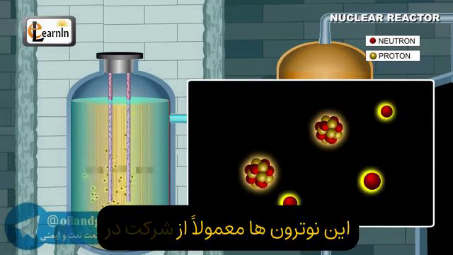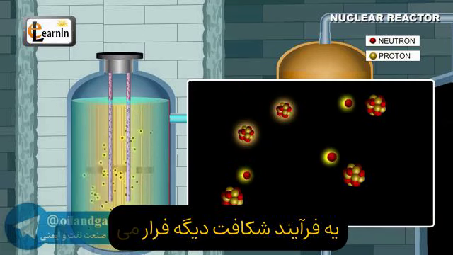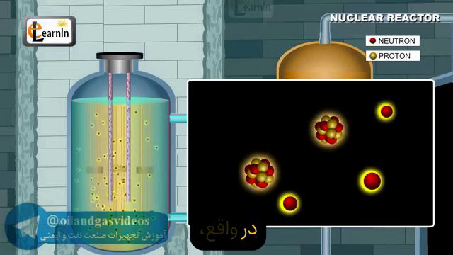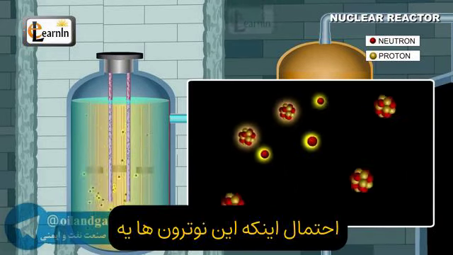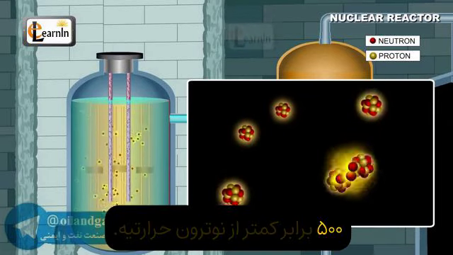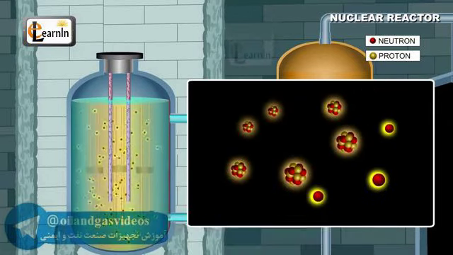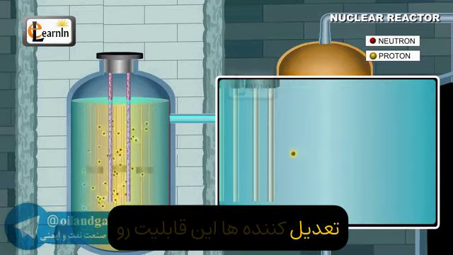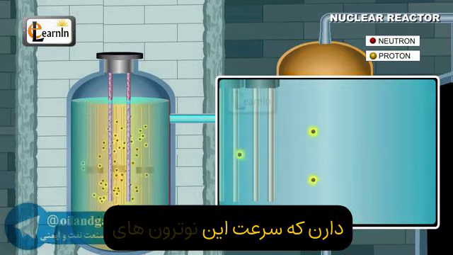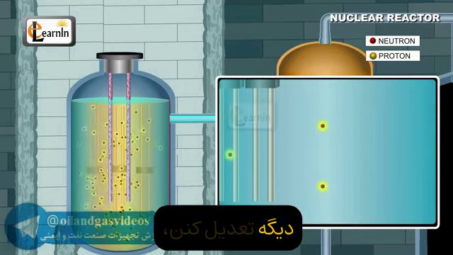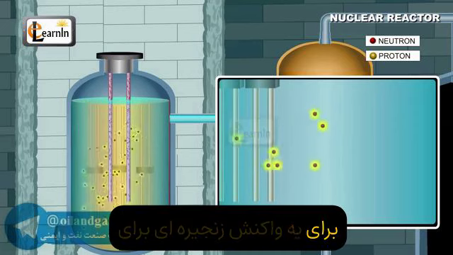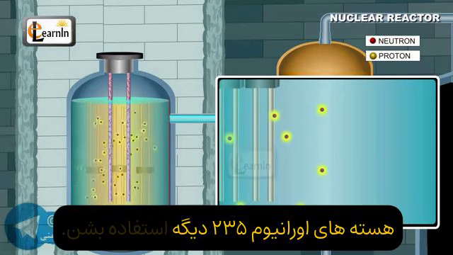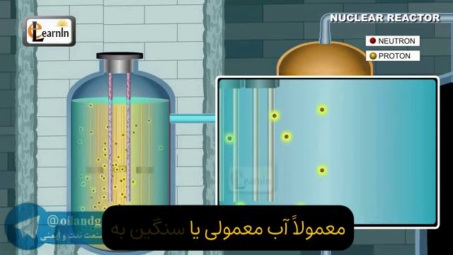These neutrons typically escape from participating in another fission process, as they are accompanied by enormous energy release. In fact, the probability of these neutrons producing another fission reaction is 500 times less than that of a thermal neutron. This is where a moderator is extremely useful. Moderators have the capability to slow down, or in other words, moderate, the speeds of these high-energy neutrons so that they can in turn be used for a chain reaction to trigger multiple fission reactions of other uranium-235 nuclei.